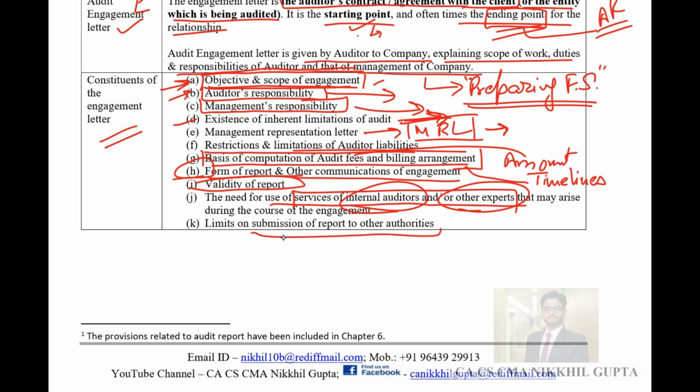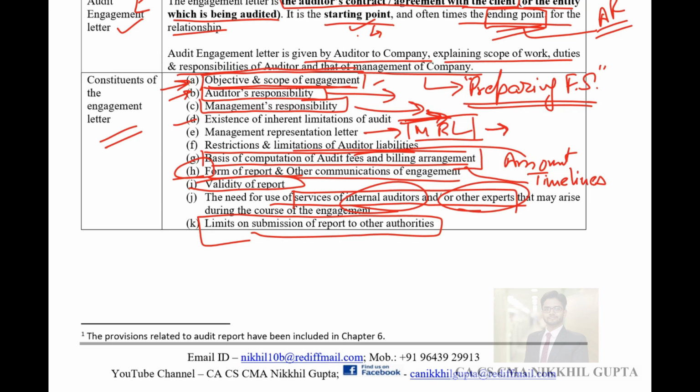Then, limits on submission of report to other authorities. If the auditor wants to limit the free circulation of the auditor's report, then the auditor can do it via this clause. Sometimes some reports are very confidential. For example, the cost audit report is very, very confidential because it contains the secrets of the company, like what kind of raw material is being used, and what proportion of raw material to raw material is being mixed to produce a particular product. These are very sensitive information. So the cost audit report is not to be floated freely amongst anyone and everyone.